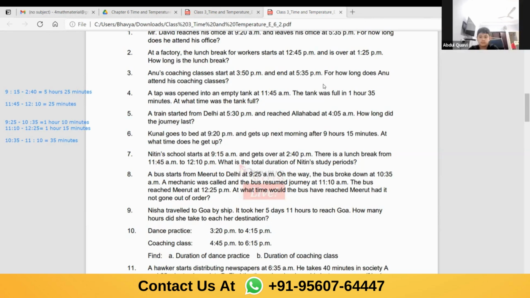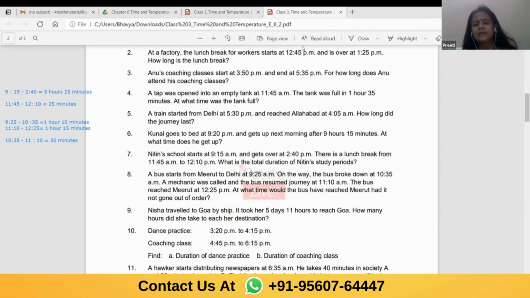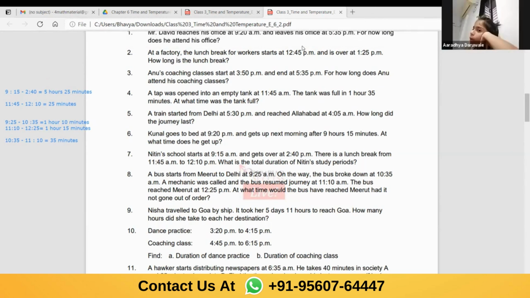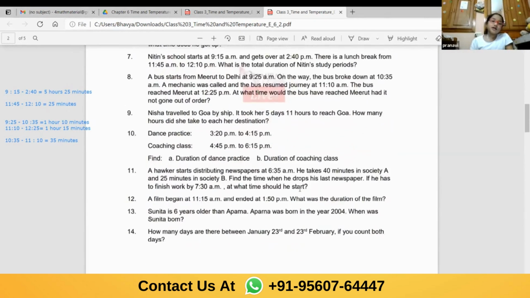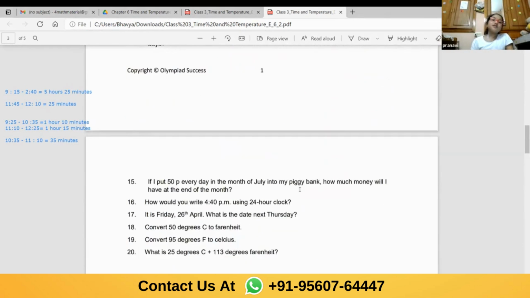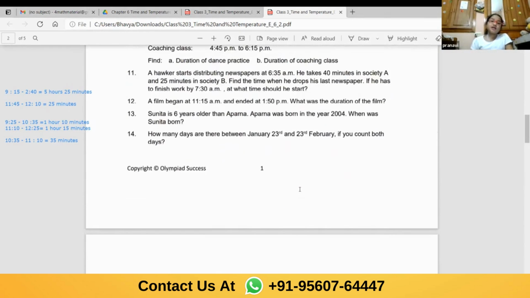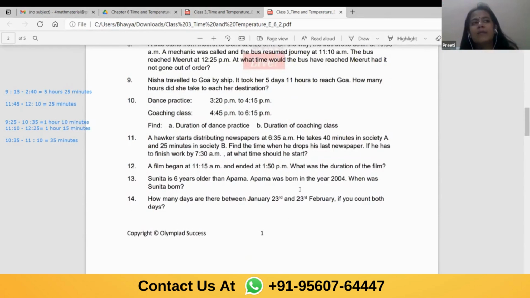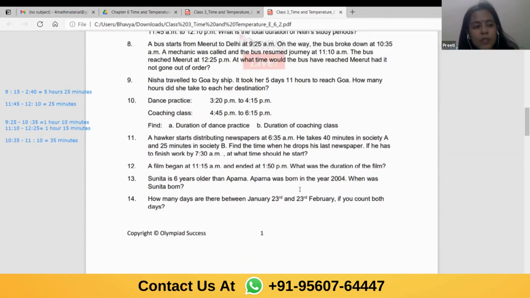Okay. Any more doubts from this exercise? No, ma'am. After 3:30 I didn't understand. After 3:30, Pranavi, now you have to go till 4:05. We are at 3:30 a.m. What is the time gap between 3:30 a.m. and 4:05 a.m.?